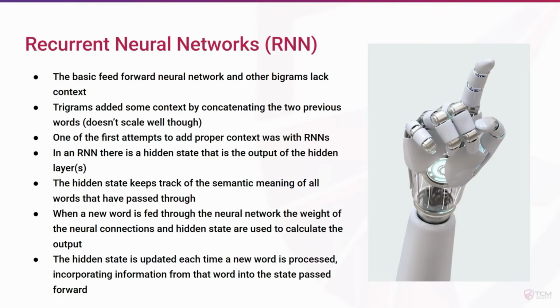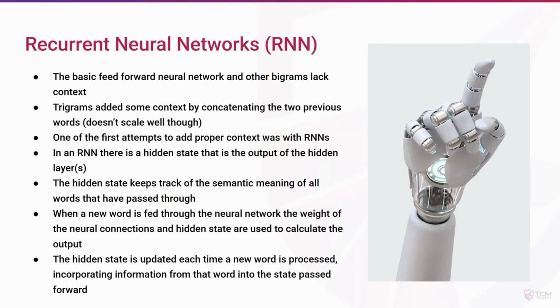So even if we're doing text prediction and we've been trying to predict a whole sentence, so we've passed maybe even up to 10 words or more at this point, the neural network is the exact same for each one of those words. It has no context of any of the previous words. So one of the things that was done then was to use trigrams, which added a little bit of context by concatenating the 2 previous words. However, this does not scale very well. So one of the first attempts to add proper context was to use RNNs.